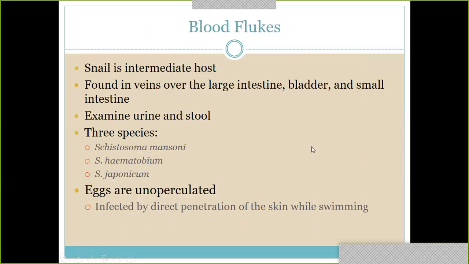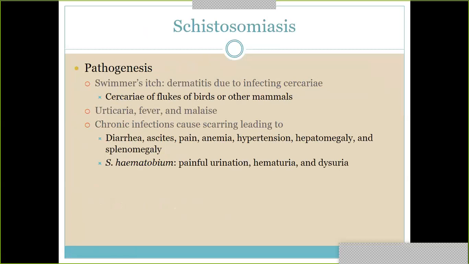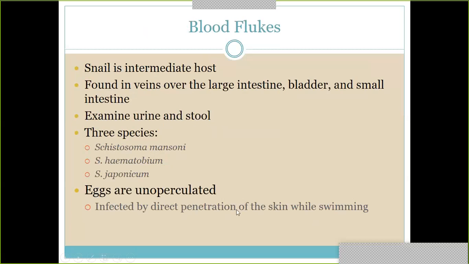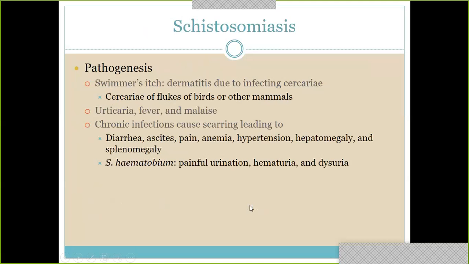All right, and then our other flukes are blood flukes. So these occur in different intestinal veins. So large intestine vein, bladder vein, or small intestine vein. So you can see them in the stool when they're passed as well, and then also in urine. There's one specifically for urine especially. So there's 3 species, all are Schistosoma, and we have Schistosoma mansoni, haematobium, and japonicum. So the key is going to be that there's going to be a spine to these. The way that you get this, by the way, is swimming. It'll be a direct penetration of the skin while swimming. That sounds fun.